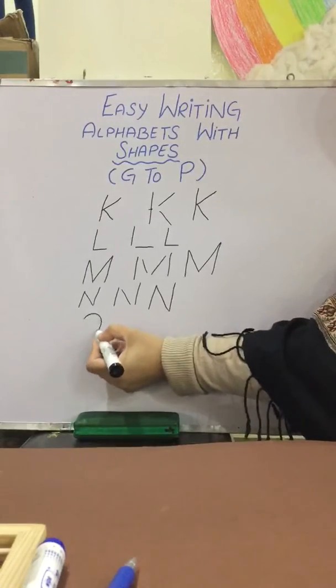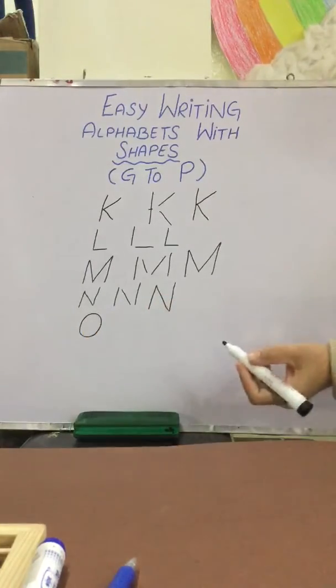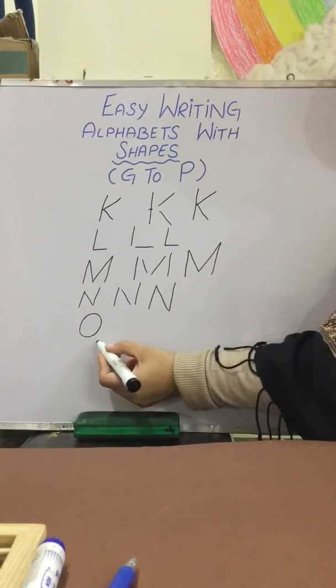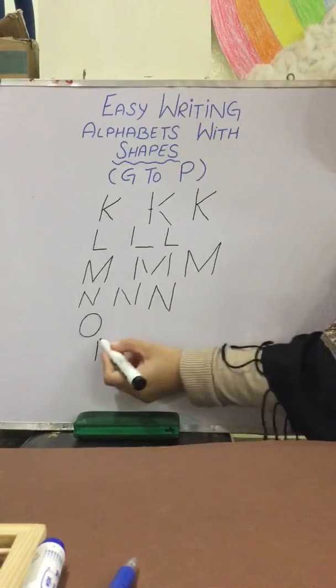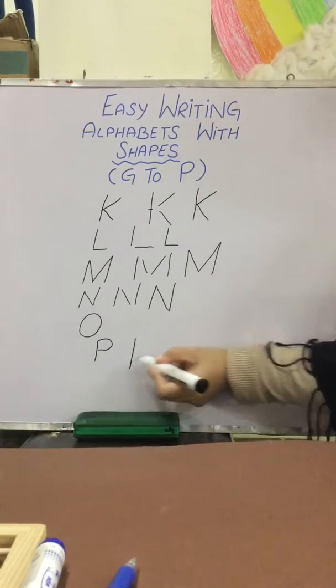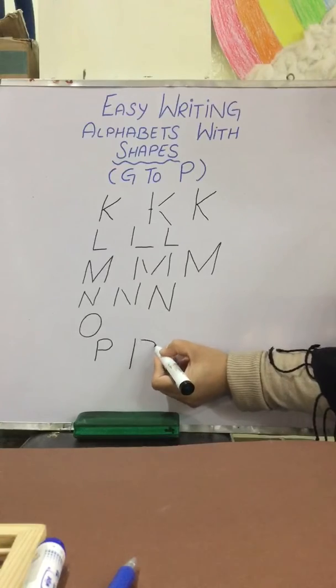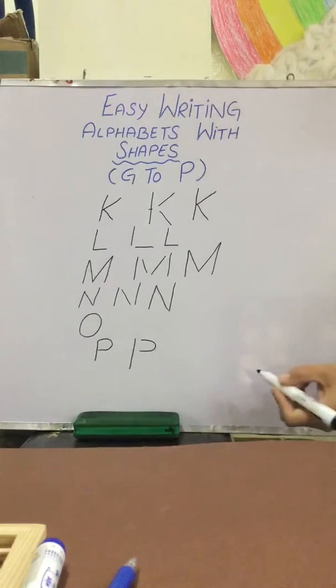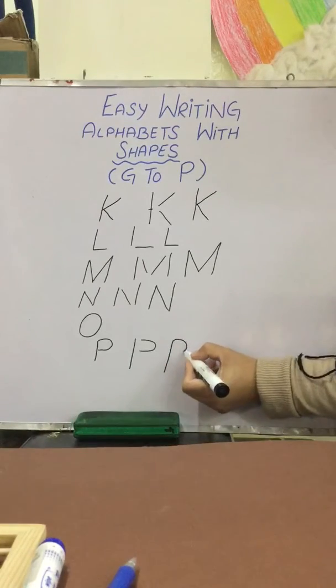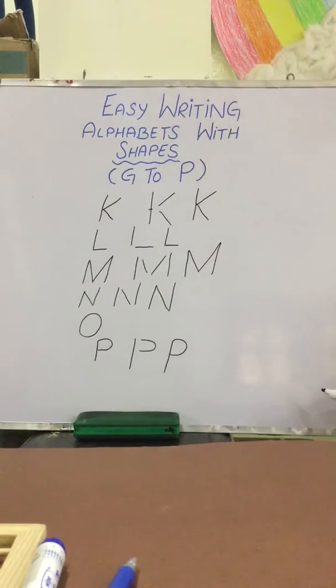O is a proper circle. So every kid can recognize it very clearly. Next one is P. That is a vertical line and an upward semicircle. Join these two points together, and we get the proper shape of P.